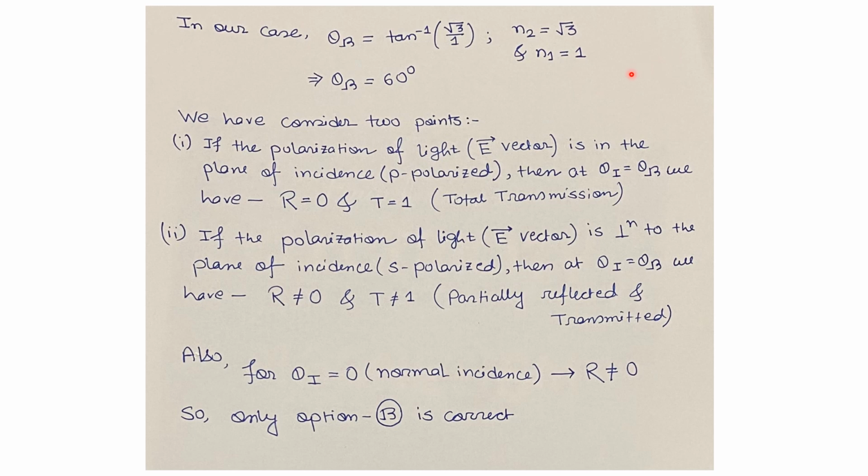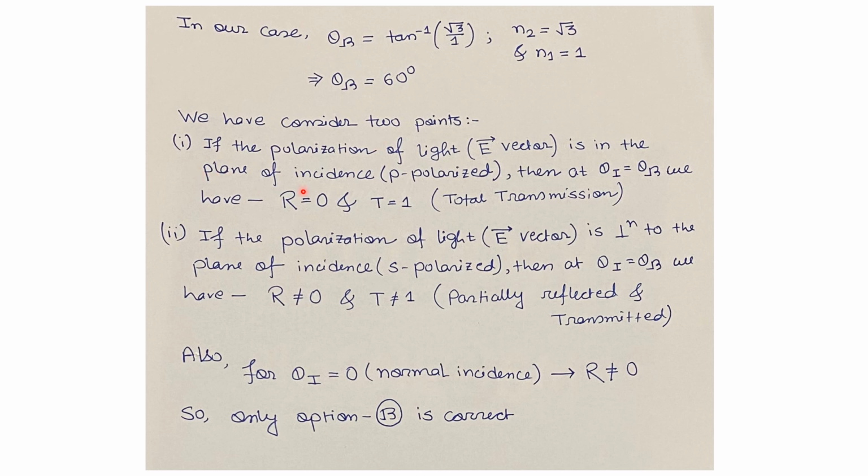Now according to our question, n2 value is √3 and n1 equals 1. So in our case the Brewster angle is tan inverse of n2 by n1, that is tan inverse √3 by 1. So θ_B equals 60 degrees. Now we'll consider 2 points.